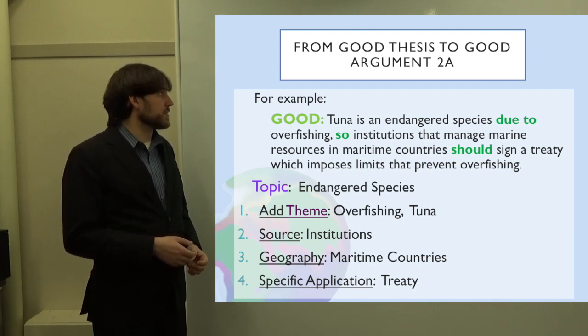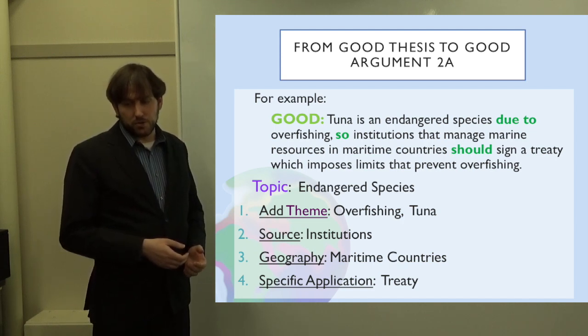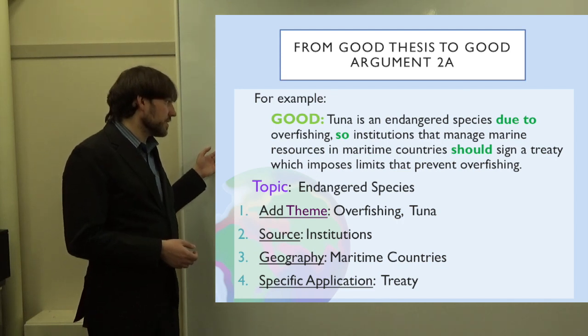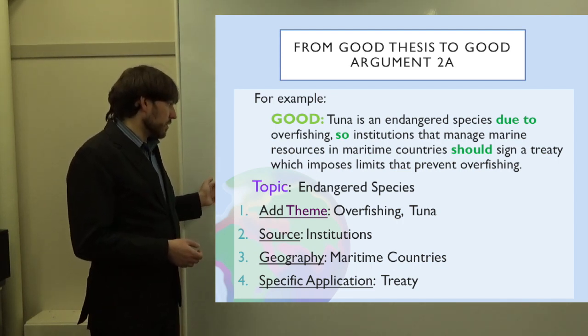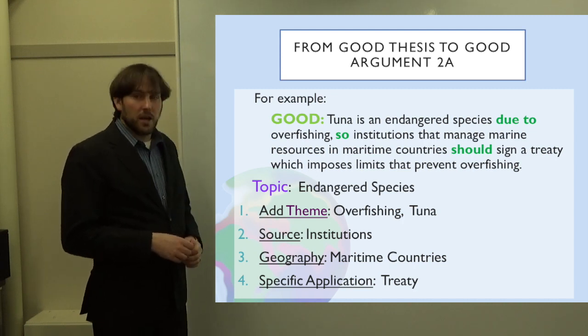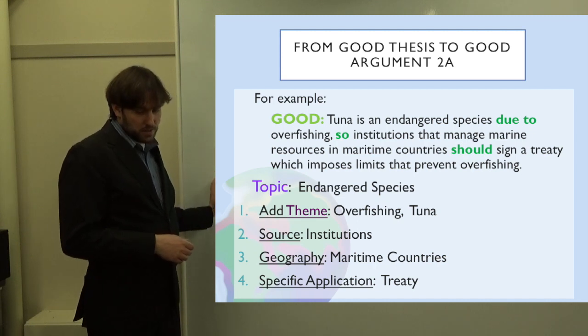Tuna is an endangered species due to overfishing. So institutions that manage marine resources in maritime countries should sign a treaty which imposes limits that prevent overfishing. So we started with a big topic, endangered species. We added several themes. We narrowed it to institutions. We narrowed it geographically. And we came up with a specific application. All of that helped to make this a strong thesis.